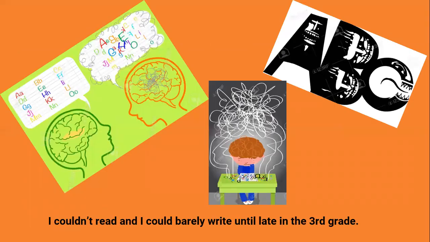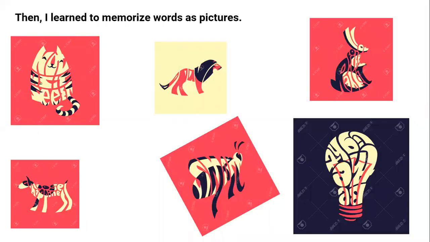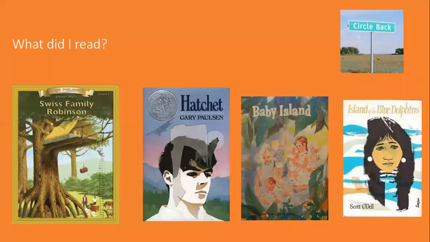When did my literacy form? Well, Callie couldn't read and she could barely write until late in the third grade. This is because she was dyslexic. So she learned to memorize words as pictures. And if you think of a small child who's struggling with words, struggling with reading, struggling with writing in school, you get a picture of who she is. And then she asked, what did I read?